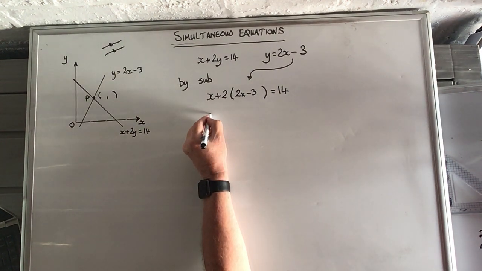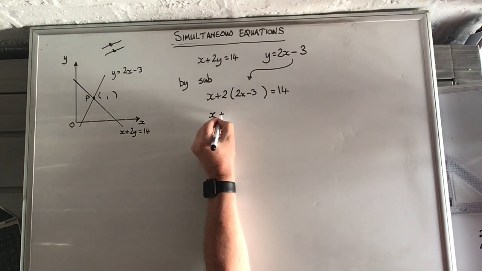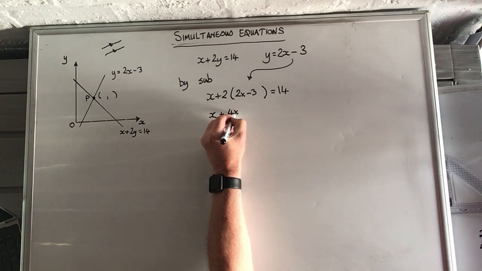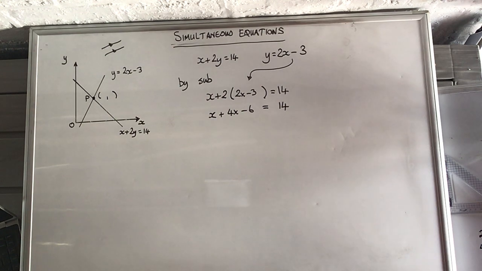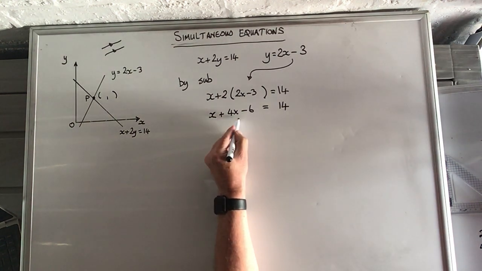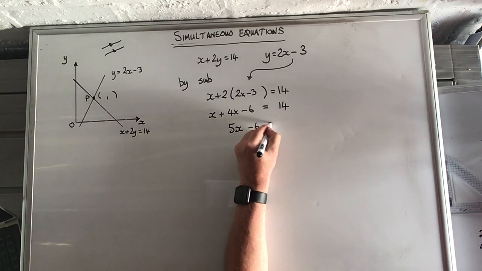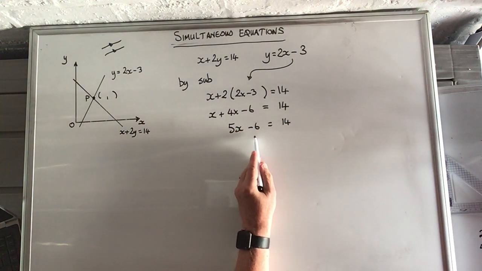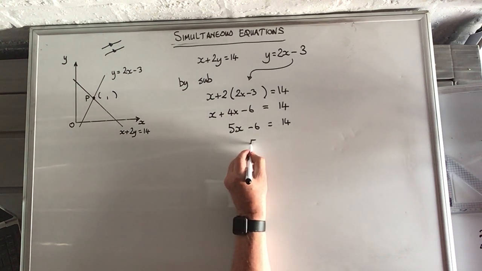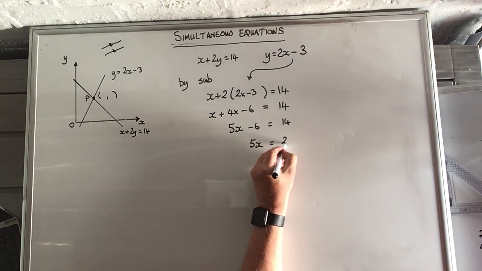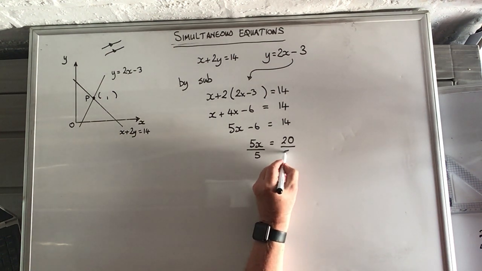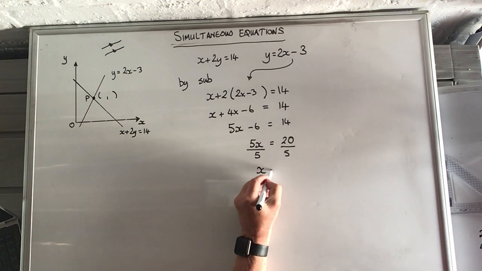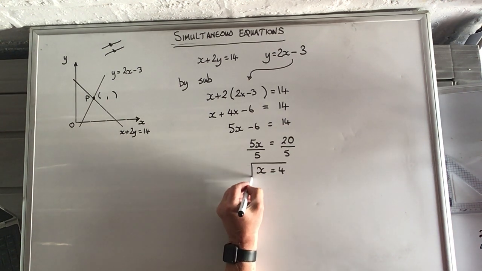Multiply it out. You can use the grid or just do it in your head. So that's going to give me 4x minus 6 is equal to 14. Then we tidy it up. So like terms, so that's 5x then minus 6 is equal to 14. Add 6 to both sides. So we get 5x then is equal to 20. And the last step, divide through by 5. So my x value is equal to 4. So x is equal to 4.